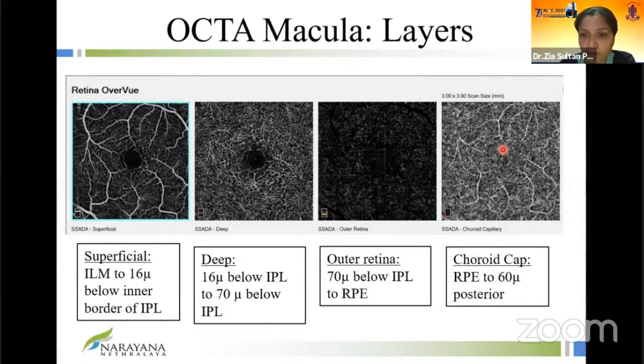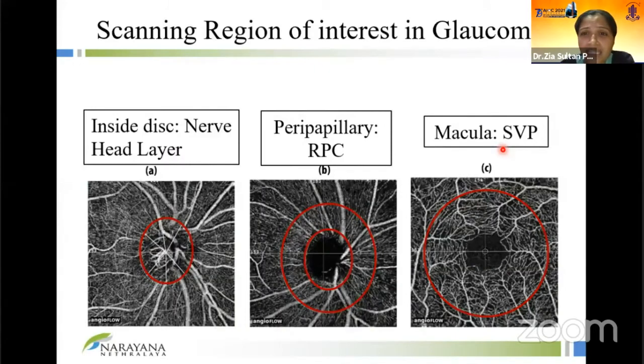and the choroid. Now, why are these scanning regions important? Because if you want to find the vessel density in a particular area, you should use that appropriate layer. So, for example, in the inside disc, that is, if you want to find out the vessels within the optic disc, you should use the nerve head layer to best calculate this.